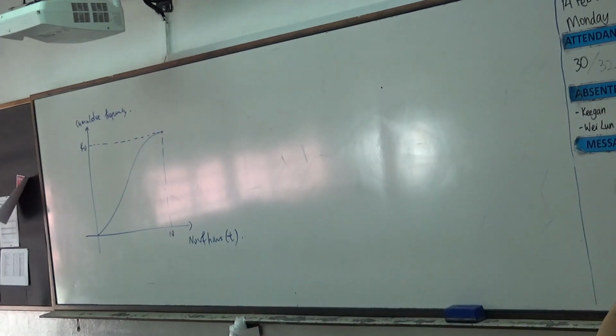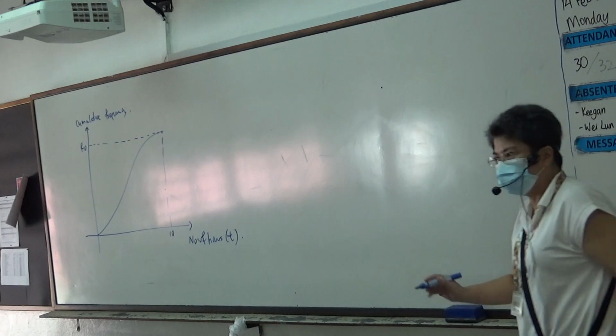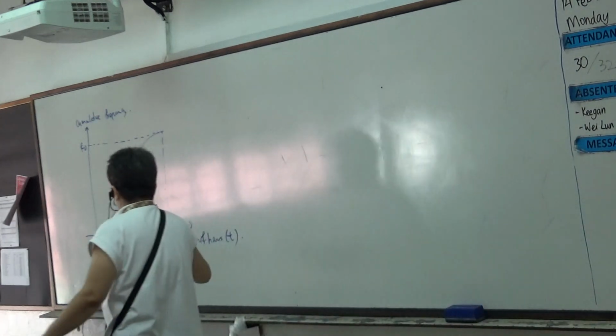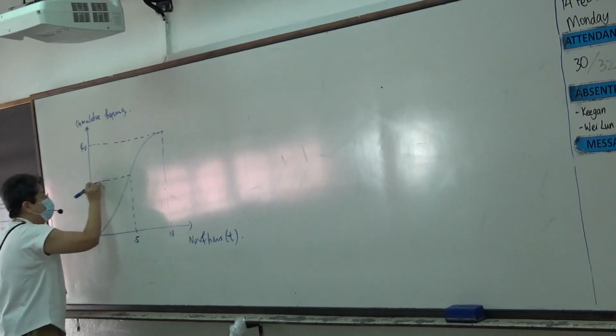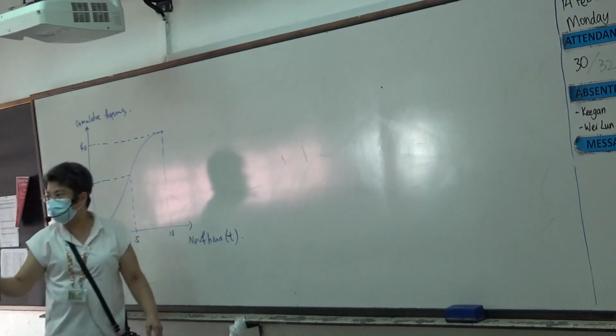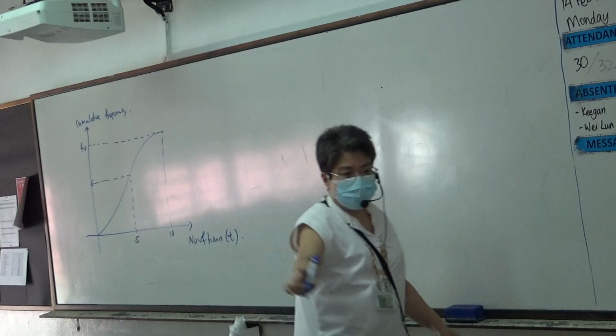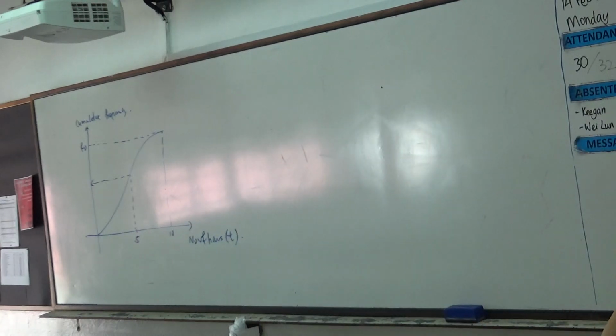Using the cumulative frequency curve, estimate the number of students who surf the internet for 5 hours or less. Now, 5 hours or less, I must look at 5, right? Then I read this number, right? All of you look at your textbook. Read this number for me. What is it? 14. Do you agree there are 14 students? Can?